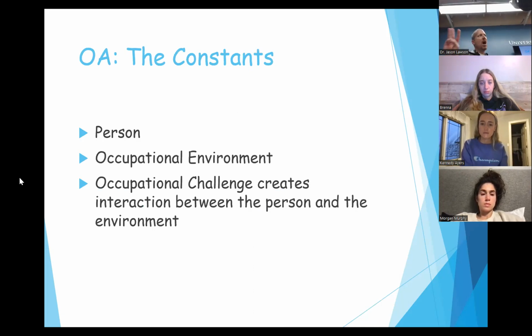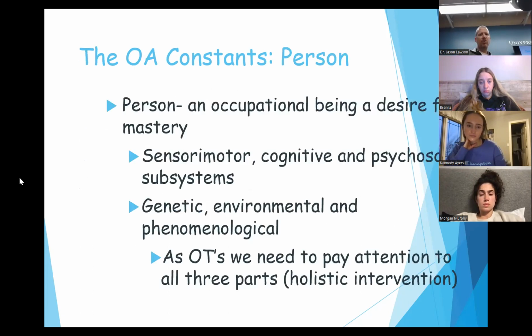So we have three constants. So remember the completed flow chart I had at the very top, right? The C was cut off, three constants. We have the person on one side, and we have the environment on the other side, okay? And in the middle, we have our occupational challenge that's going to create an interaction between the person and the environment. Okay, so we have the person, we have the environment, and then we have the person interacting with the environment. Okay. We'll come back to that flow chart.